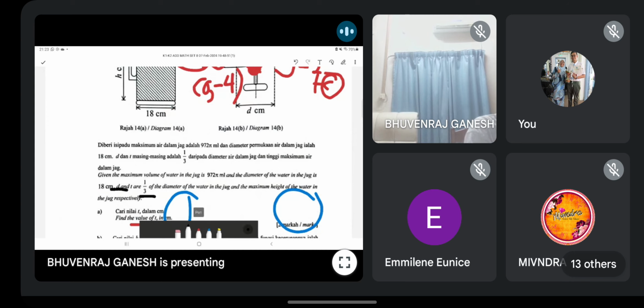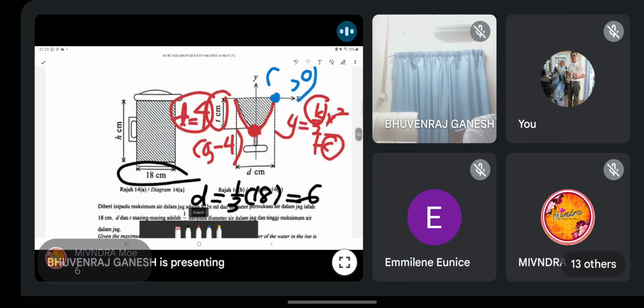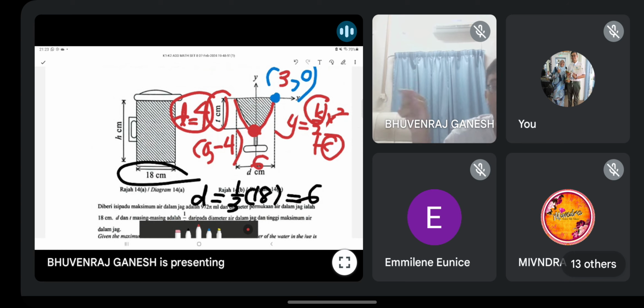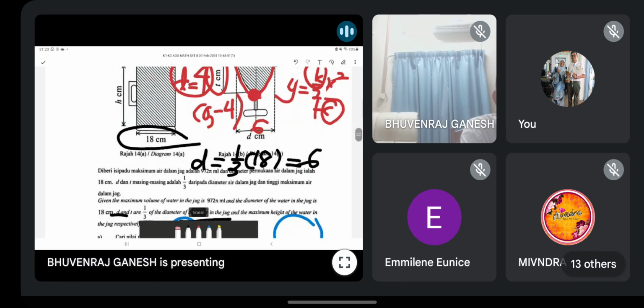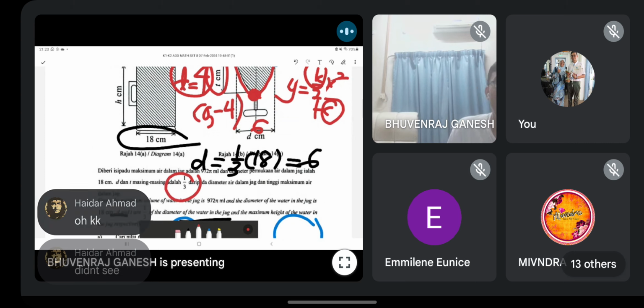D is 1 over 3 of the diameter. D is 1/3 of the diameter. The diameter is 18. So D is 1/3 of 18, which is 6. D is 6. So guys, 6 is for the whole thing. So guys, this one will be 3. 6 divided by 2 is 3, and negative 3. The question already gave it to you. 1 over 3. If you ask me why 1 over 3, I don't know. Okay.